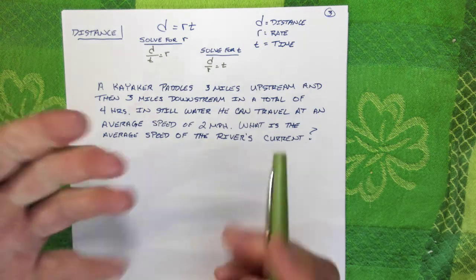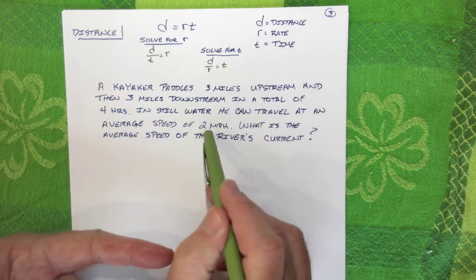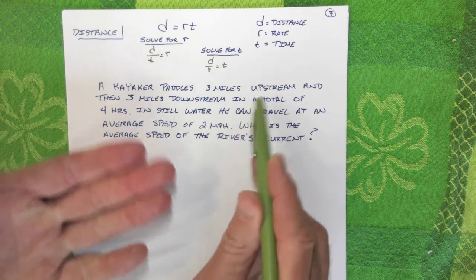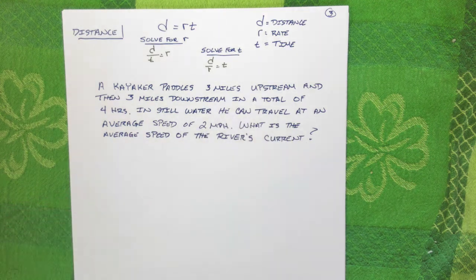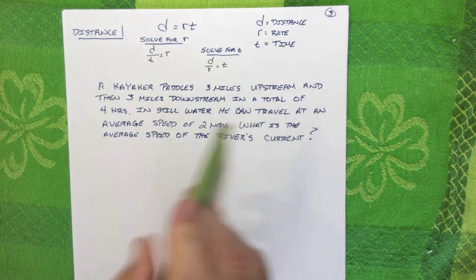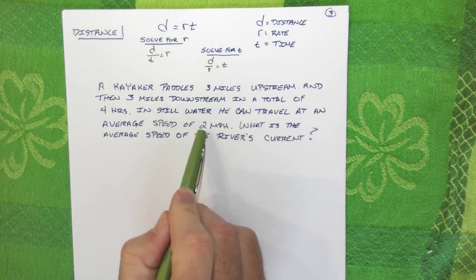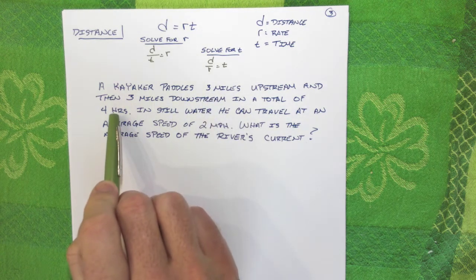So what's going to happen when you go upstream? Obviously, your average is going to go down. What's going to happen when you go downstream? Well, you've got the current working with you, so you're going to be able to go faster. The question is, what's the speed of the river's current? We know he can do this in still water. We know he traveled 3 miles, and we know it took 4 hours.